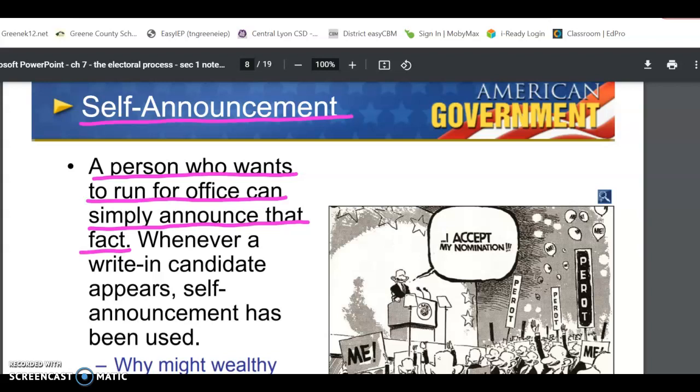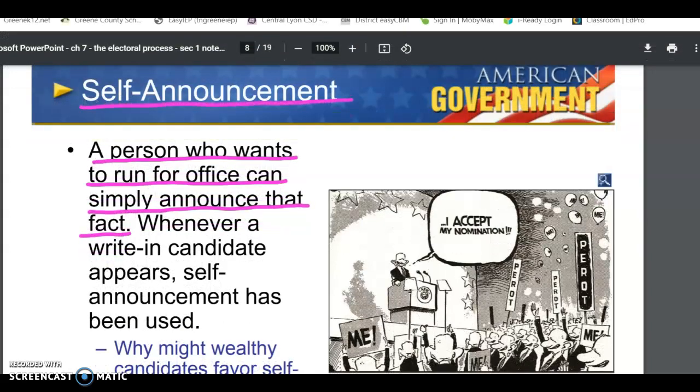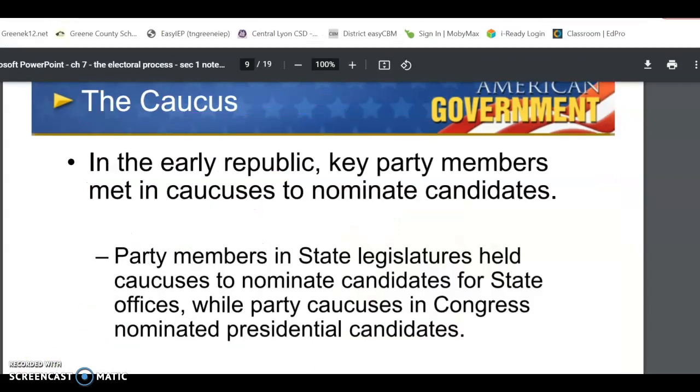My computer is freezing. Alright guys, I'm sorry about that. I don't know what happened.